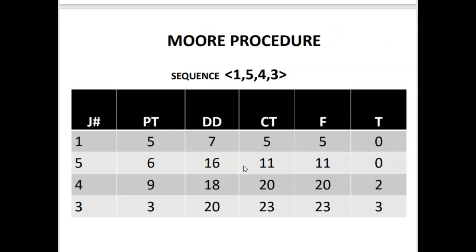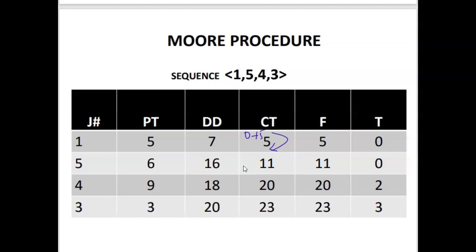Now, job 2 has been taken away from our sequence. Now we are left with job 1, 5, 4, and 3. Look at the processing time, the way we have it in the original table, and the due date, the way we have it in the original table. Now the completion time is what? This is 0 plus 5. Remember, that is 5.